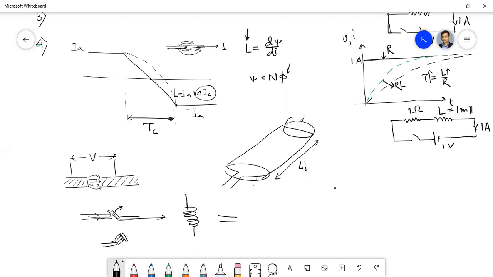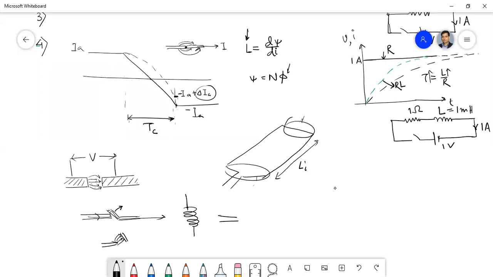We will never switch on or off with the load on, because there is a possibility of huge sparking or arcing, and due to this arc, huge heat is generated, and the personnel who are present there can be affected. Is that clear?